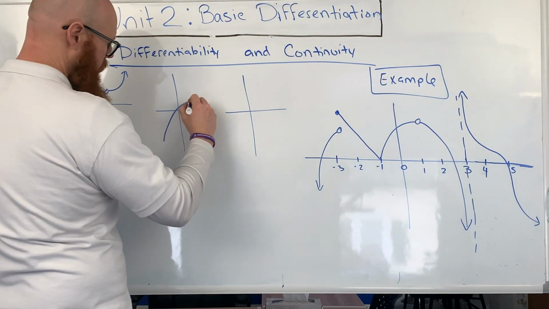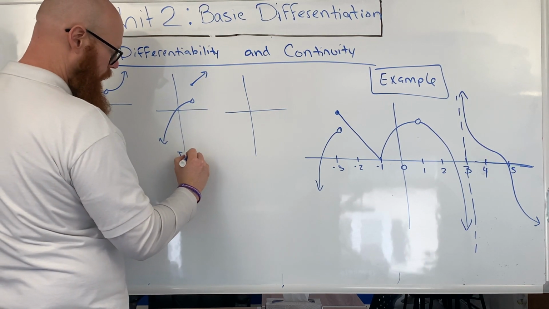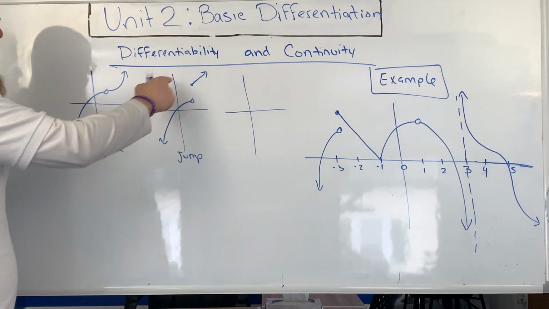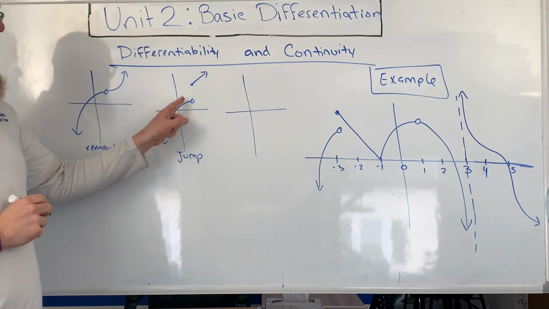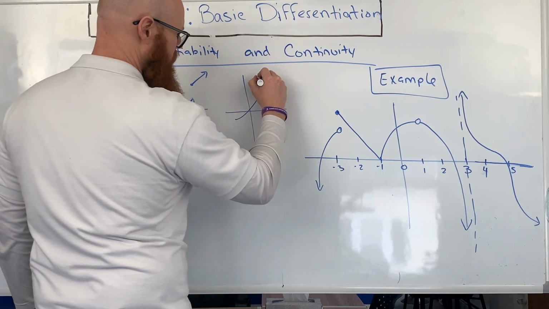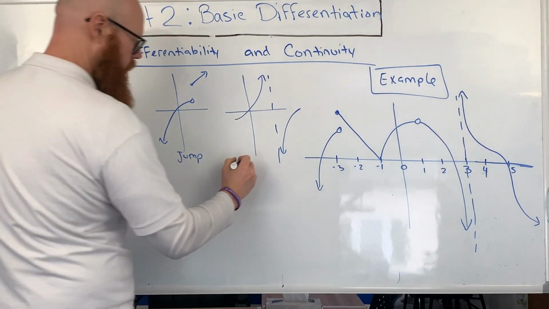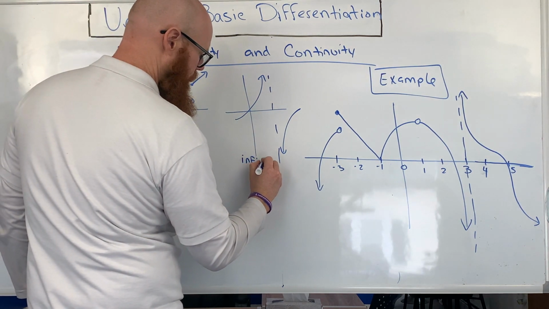The other one is something like this, where we have a jump, literally the function jumps, all right? So it's not continuous there. And the last one we looked at was something called an infinite discontinuity, which is really just a vertical asymptote, all right? So we have infinite.